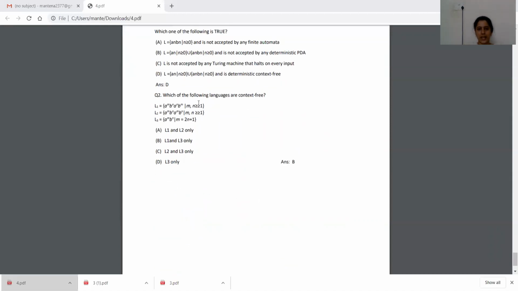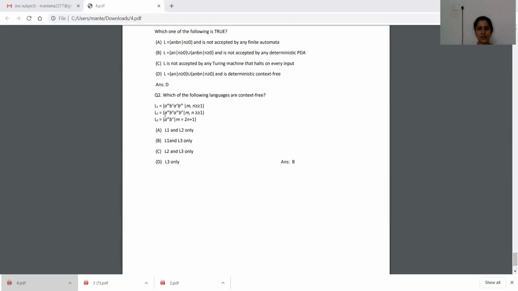Which of the following languages are context-free languages? L1 and L3 are context-free languages because first we push all the A's and B's, then for each A we pop B's, because inside the number of B's and A's are equal, and again outside the number of A's and B's. Like for L3 also, here m equals 2 power 2n plus 1. So this is also a context-free language.